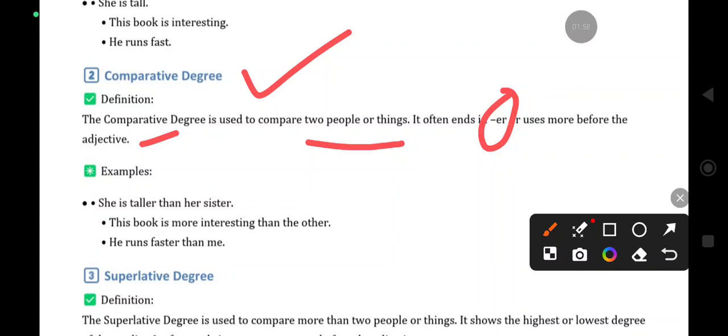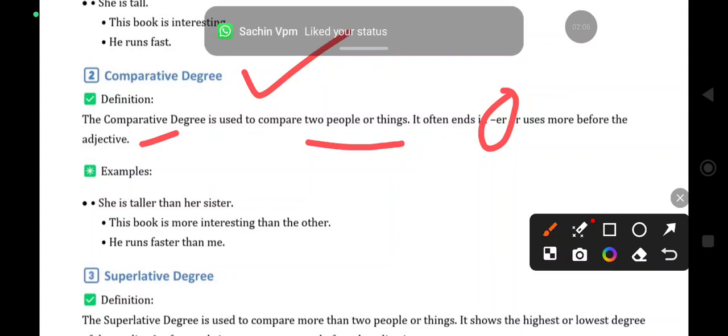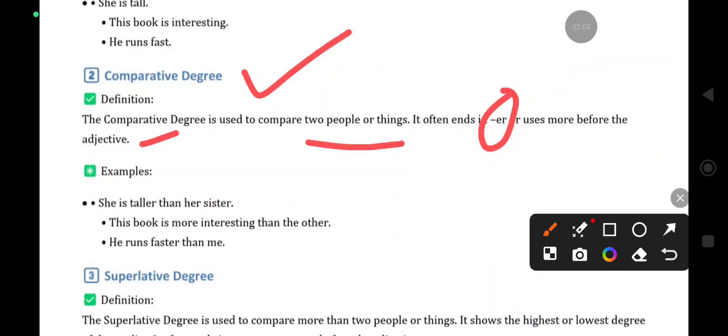For example, in the previous example we wrote, she is tall. Now if we convert it to comparative, what can we write? We can compare her with anyone, like, she is taller than her sister. Or with anyone we can compare her height. This book is more interesting than the other. He runs faster than me. So here you can see we have compared one with another. Whenever the comparison is between two people or two things, that sentence is in the comparative degree.